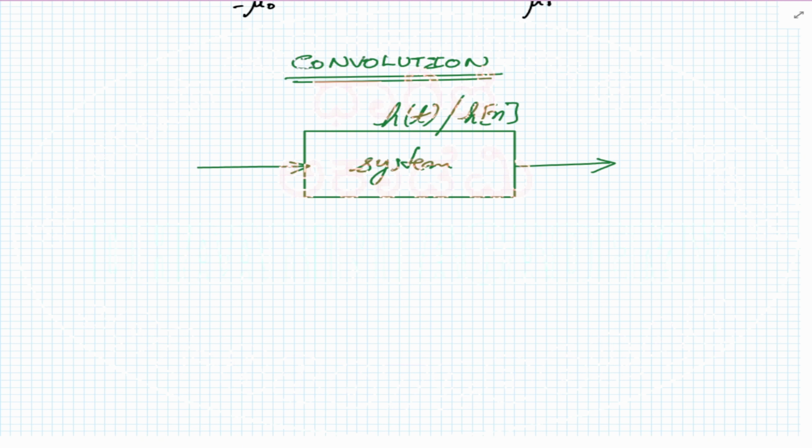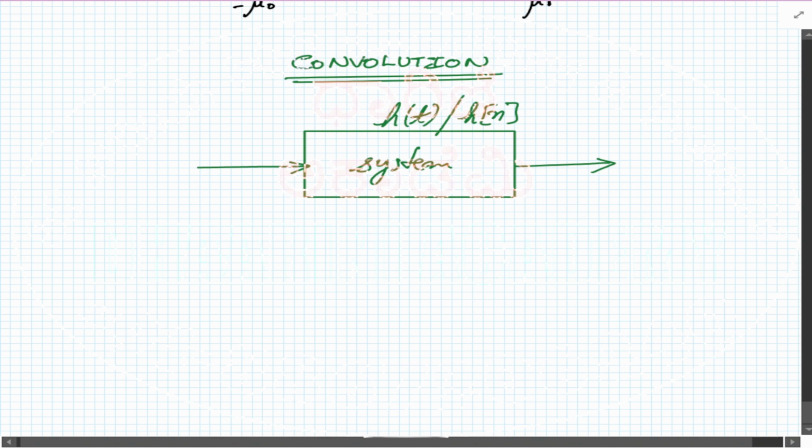So we represented the system using this h of t or h of n. t is the continuous variable, n is the discrete variable. Similarly the input can also be modeled using x of n for discrete or x of t for continuous. So output becomes y of n for discrete or y of t for the continuous system.